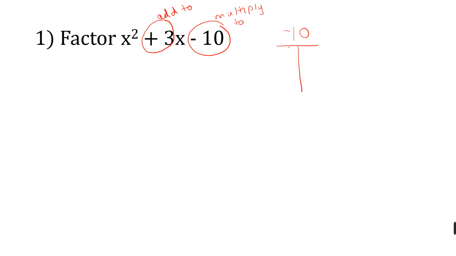There aren't too many factors of 10. We have 5 and 2, or 1 and 10. So I'm starting to see these really easily, that 5 and 2, if I subtract those, I would get a positive 3. Now I need to know where to put the negative sign. One of them has to be negative, one of them has to be positive. If I put a negative on the 2, then I would have 5 plus negative 2 is 3, and that's exactly what I want. So my answer would be x plus 5 times x minus 2. And then, of course, again, we can check our answer by FOILing these binomials back out.